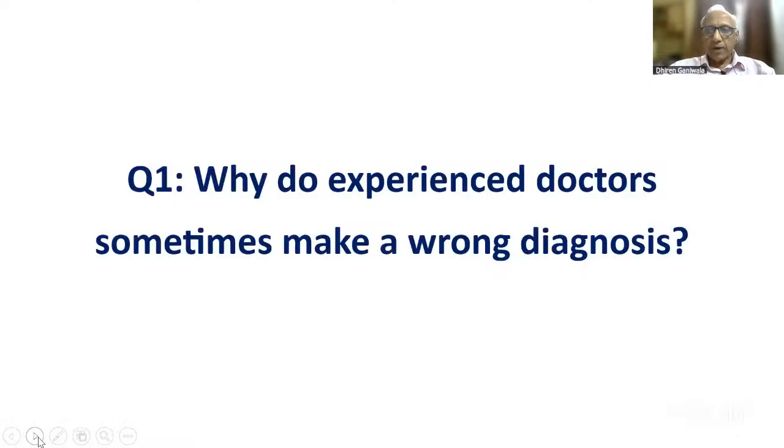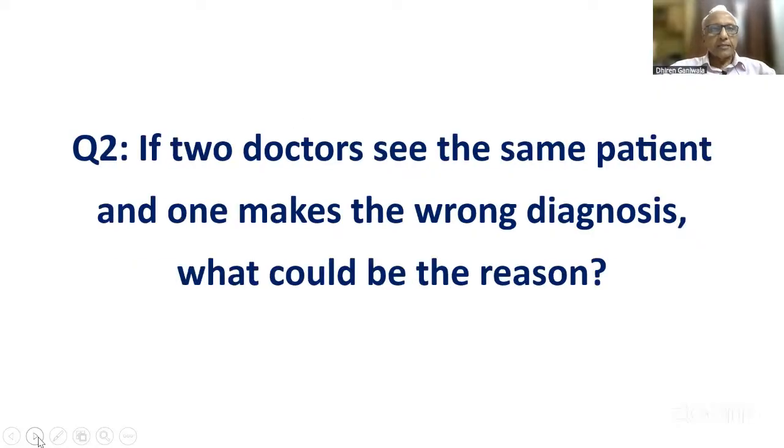First of all, I would like to ask you three questions. Why do experienced doctors sometimes make a wrong diagnosis? That's question number one; you can think about the answer in your mind. The second question is, if two doctors are given the same information for the same patient, one makes the correct diagnosis and the other cannot. What could be the reason for the same? Why can the second person not make the correct diagnosis?